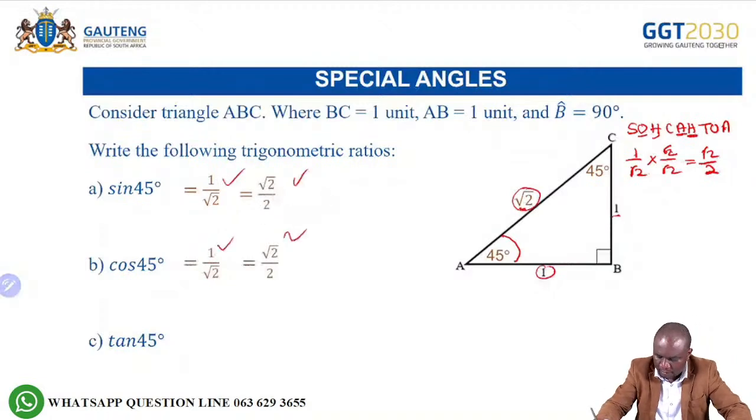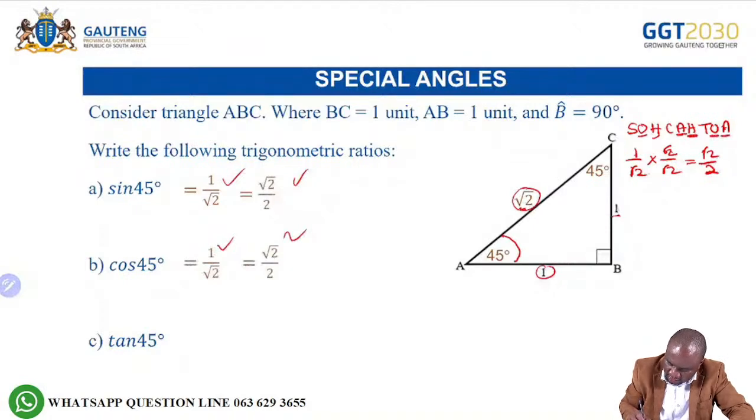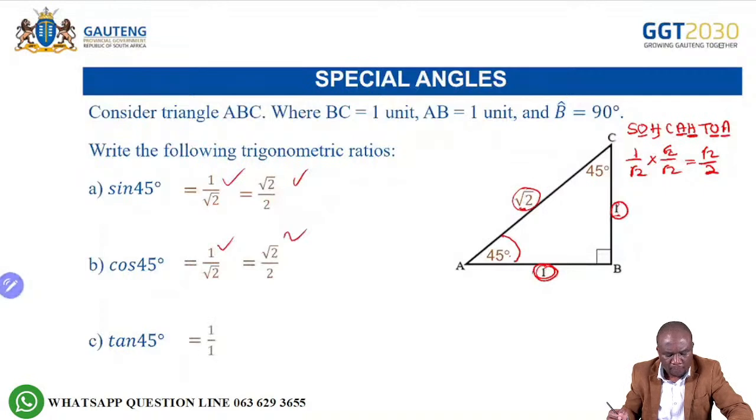Then tan 45, opposite side over adjacent side. This is the opposite side for this angle 45. This is the adjacent side. So it is 1 over 1. What is 1 divided by 1? It is 1. You can use your calculator and check. Just say tan 45, you get 1. Or cos 45, you get root 2 over 2. Sin 45, root 2 over 2.